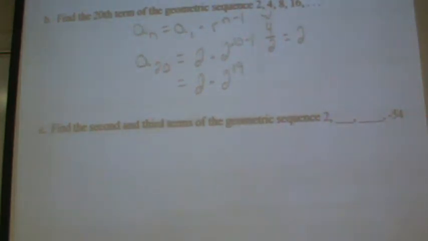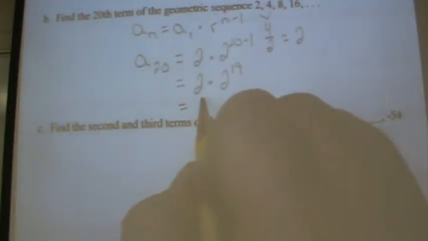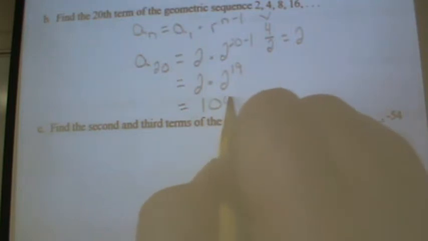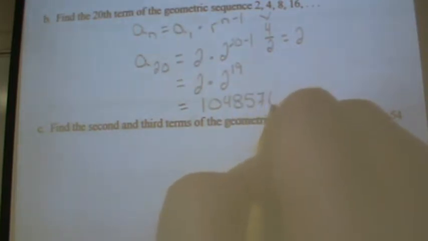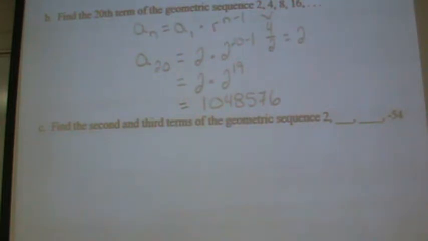Now Michaela made an interesting observation with this one. She said, I punched it in and I get this number, but then I took 2 to the 20th and I get the same number. So what's our answer? 1,048,576. Okay, so she got that by plugging that in, then she plugged in 2 to the 20th, and she got the same answer. Can somebody tell me why?